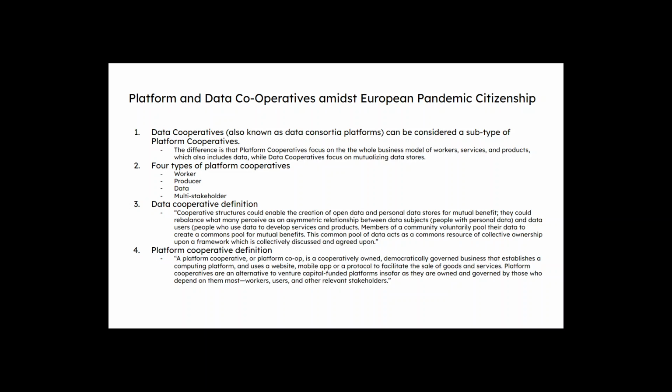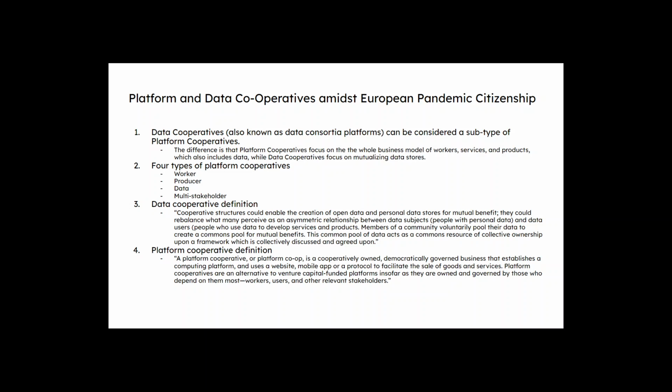And alternatively, you can also just create a data commons, or here, voluntarily pool data together to create a common pool for mutual benefits. And so you could have this pool act as a common resource for collective ownership, which can be collectively managed. And that's really the other big thing too: you do get collective ownership, but really mostly the collective governance in deciding how data gets collected, processed, shared, and you can do that in a collective manner.